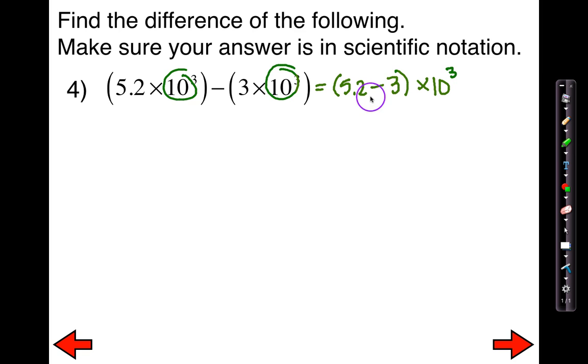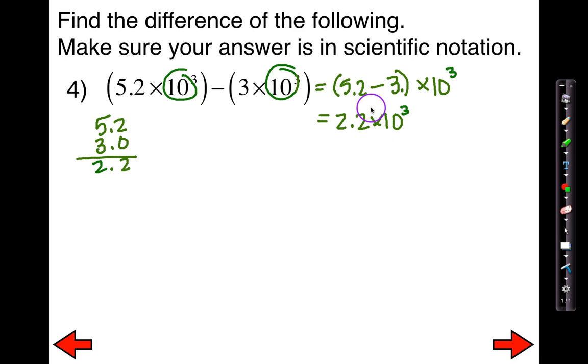5.2 minus 3, I'm going to have to do some side work real quick. 5.2. I want you to remember 3 written as a decimal. The decimal belongs behind the 3, so I'm going to line up the decimals. And that's going to leave me with 2.2. So I'm going to leave with an answer of 2.2 times 10 cubed.